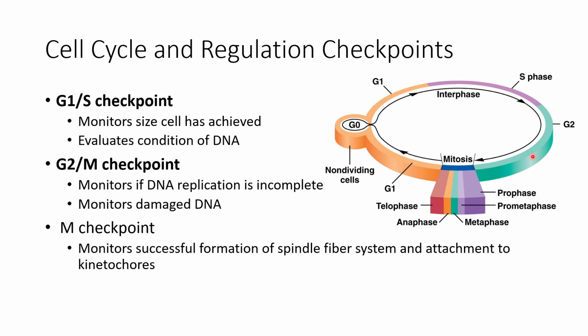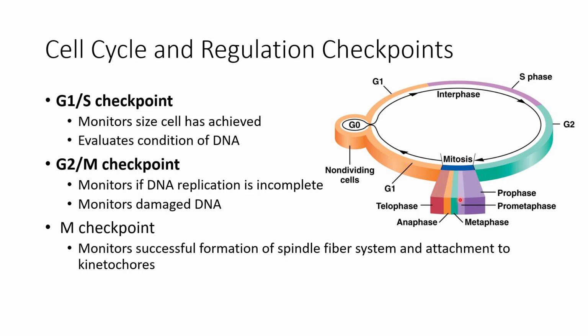Now, the next checkpoint I want to talk to is when we move from G2 into mitosis. And at this point, what the cell is monitoring is, did we replicate our DNA? If DNA replication is incomplete, then it's not going to move through. And if the DNA is damaged, it's not going to move through. And again, those cyclins can help tell the cell, based off if it's producing a bunch of repair cyclins, hey, maybe we're not ready to move into mitosis.